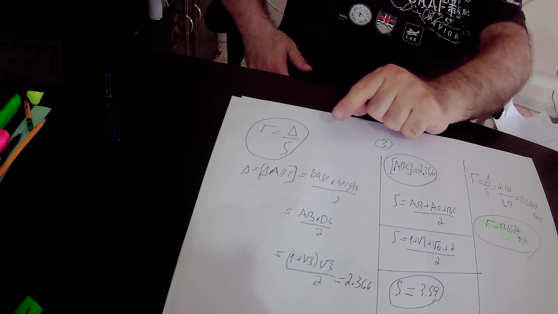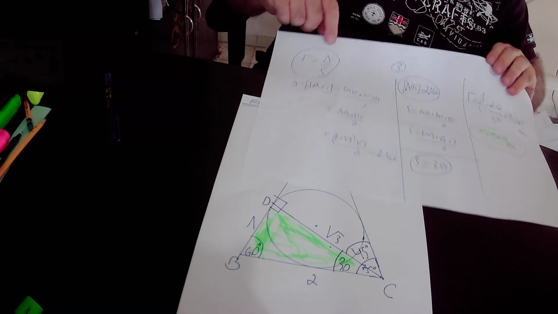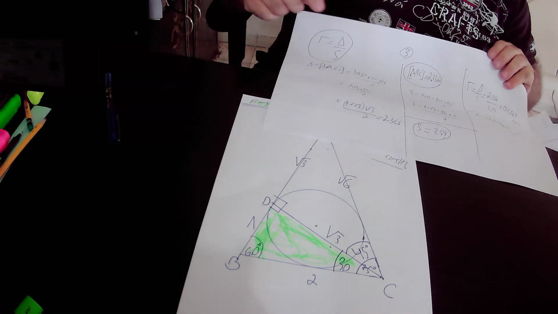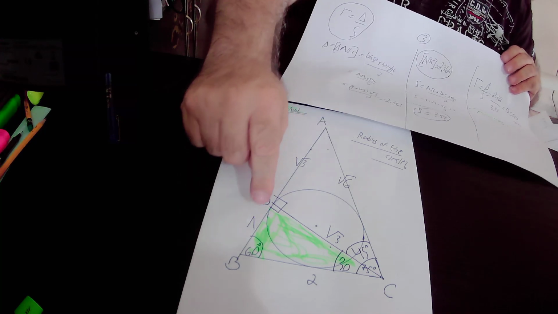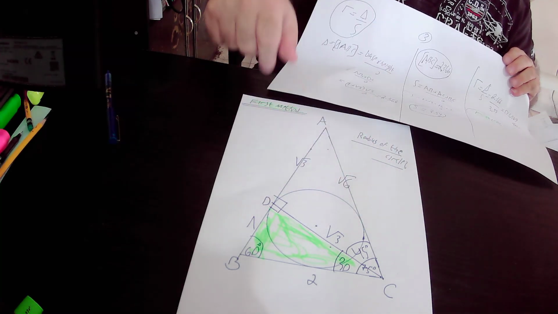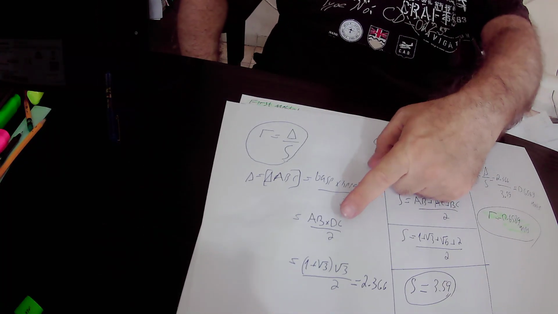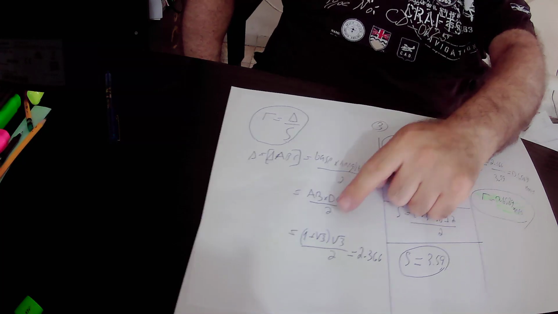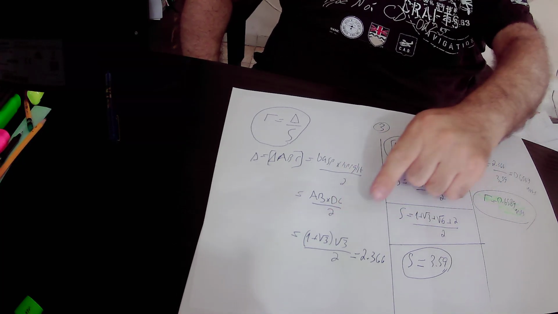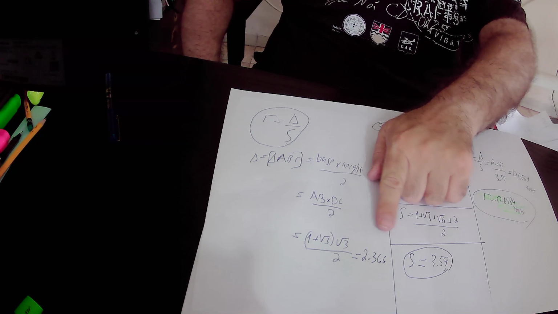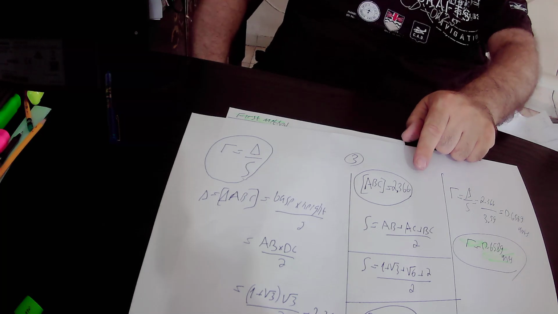So first of all, we find the area. In order to find the radius of our circle, we have to find the area of triangle ABC that encloses the circle. The area of triangle ABC equals the base of the triangle, that is AB, times the height to the base, that is CD, over 2. AB equals 1 plus square root of 3, CD equals square root of 3 over 2. This expression equals 2.366, so the area of triangle ABC equals 2.366 square units.